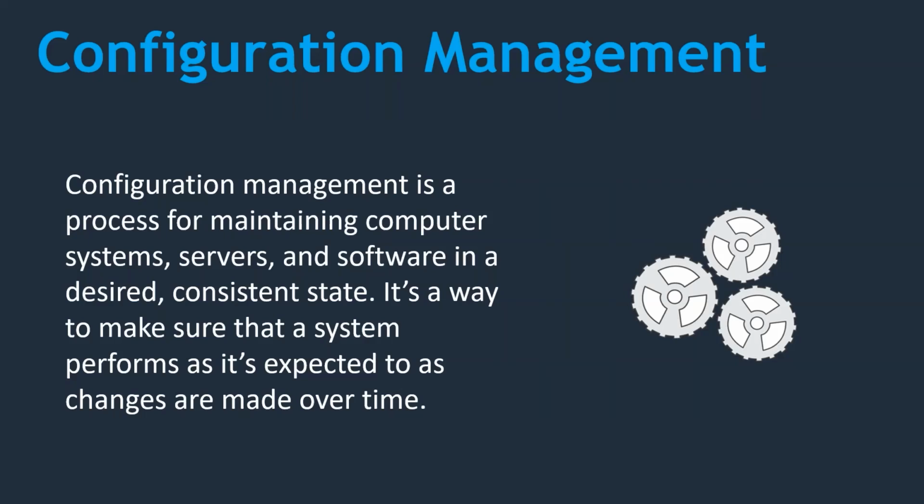So these kinds of instructions we can give to the configuration management, and it is going to fulfill our requirement. And it's a way to make sure that a system performs as expected as changes are made over time. So whenever we have any changes, we can apply those changes to the system, and the system should be performing as expected. If it is not performing as expected, again we can tell the configuration management system and it is going to do it for us.